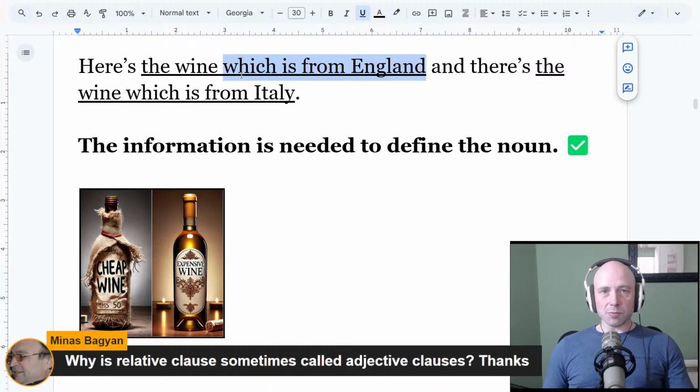The English wine. English is an adjective. We can replace that adjective with which is from England. So the wine which is from England. So I hope that answers your question, Minas. Thank you very much.